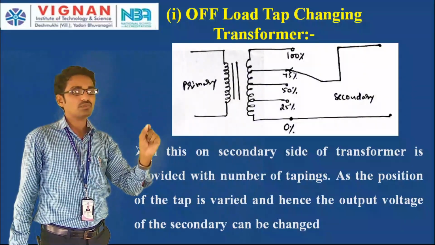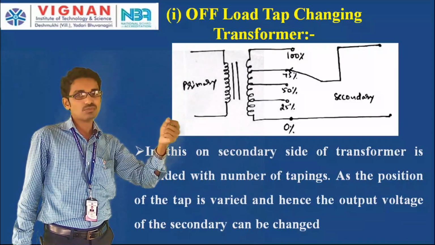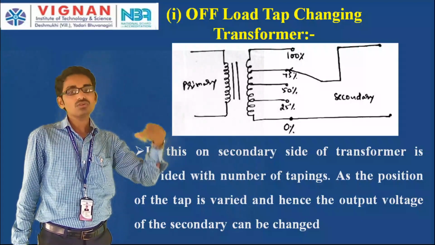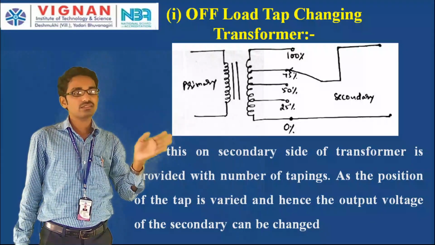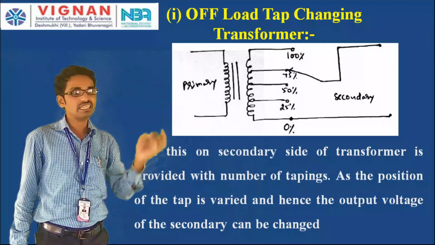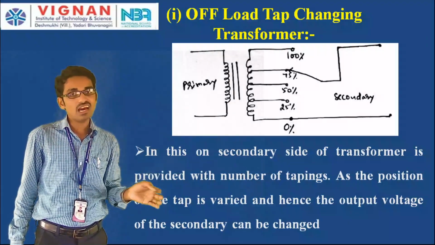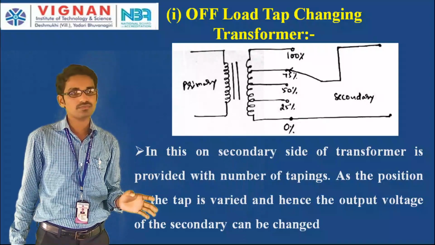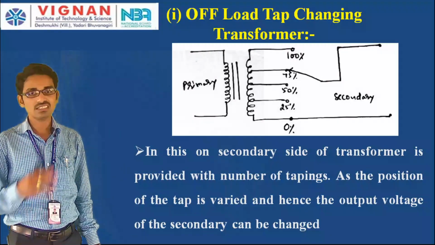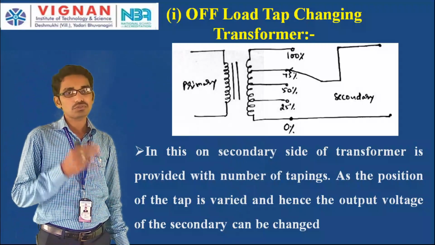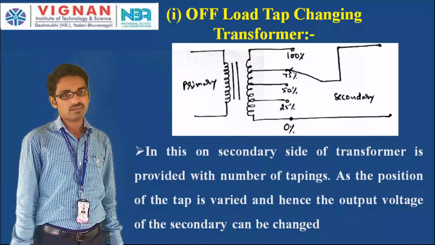Then you need to change the position from one stud to another stud, and then you have to switch on the secondary side again. That means there is a discontinuity in the supply to the consumer. There is an interruption of the power supply to the consumers when an off-load tap changing transformer is used. So that is one drawback here.